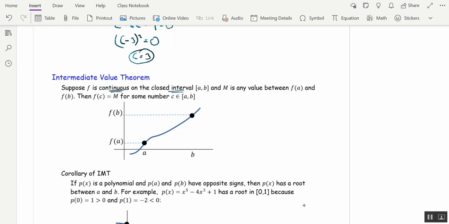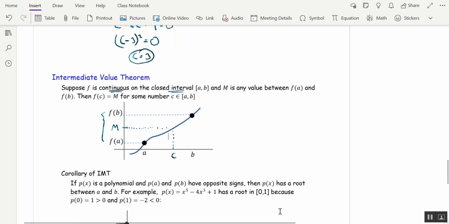So what does that mean? I think it'll make perfect sense when you see a picture. m is any value over here between f of a and f of b. And the theorem says that if f is continuous and the interval is closed, then there's got to be a c down here between a and b such that f takes on the value m at c. And you can see why the requirement of continuous is important. If there were a hole there, then that wouldn't happen. But there can't be a hole because f is continuous.